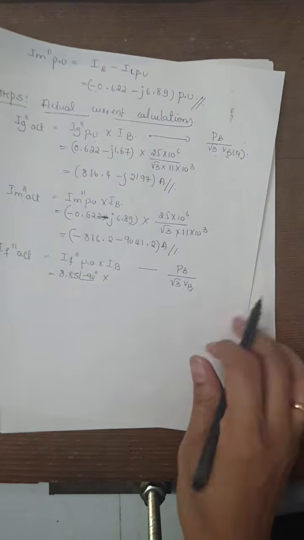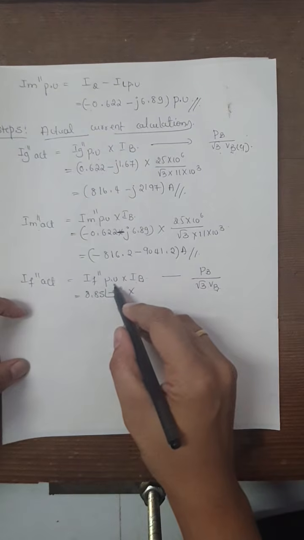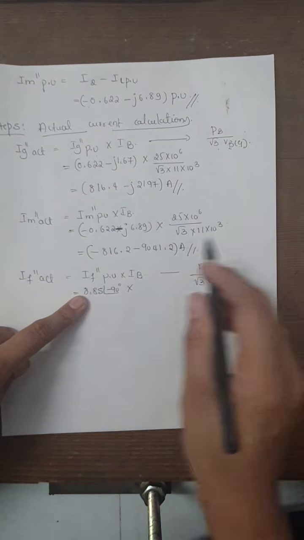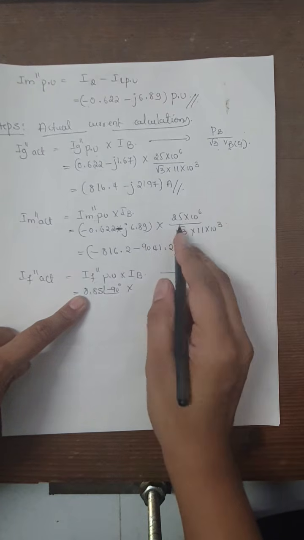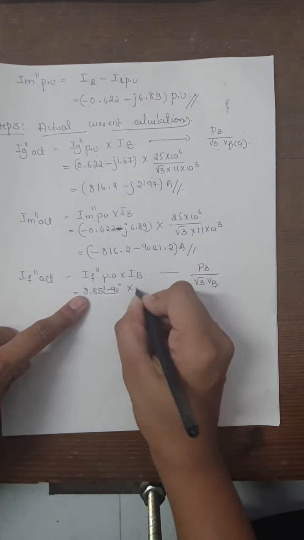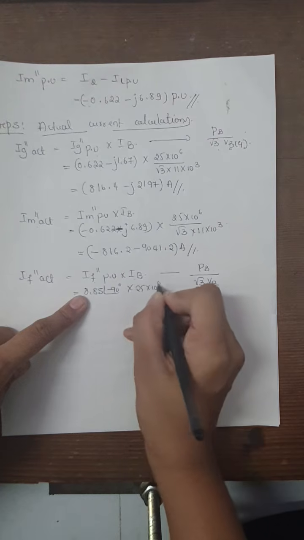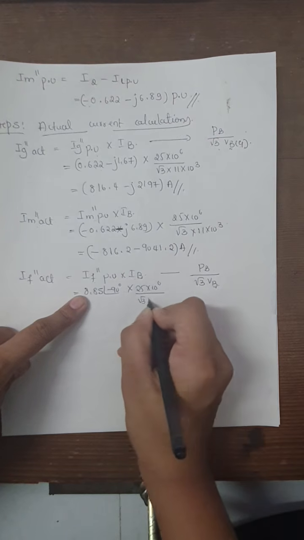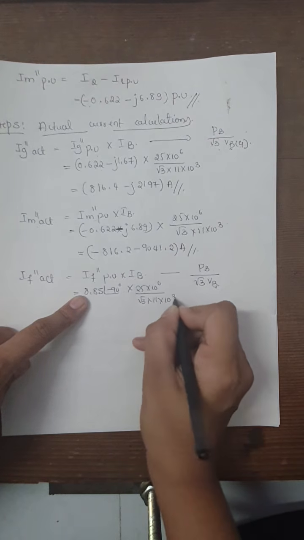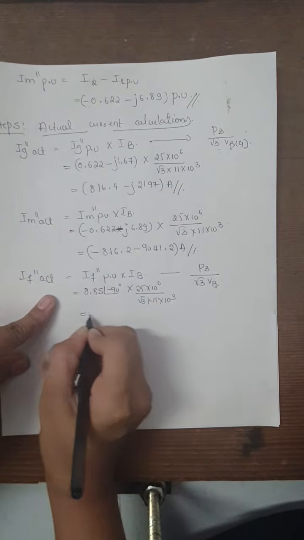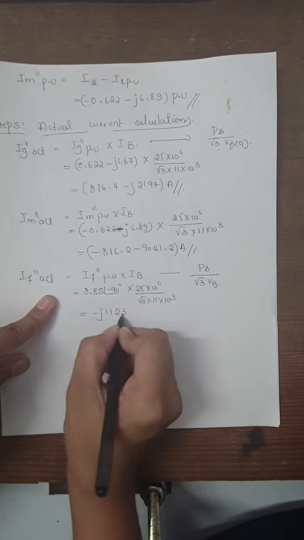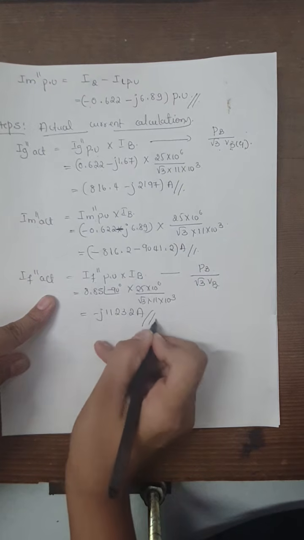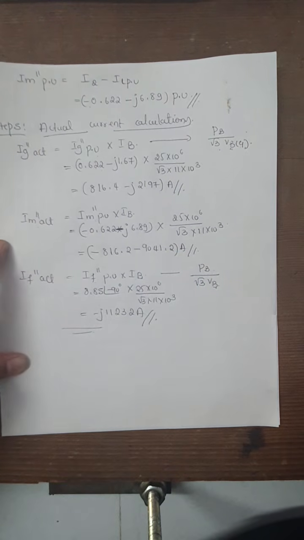So now I have written the fault current formula: If value from step 3 multiplied with P base by root 3 V base. You can consider the same value, 25 into 10 power 6 divided by root 3 into 11 kilovolt. So the final answer for this is minus j11,232 amperes. So this completes the given problem. Thank you.